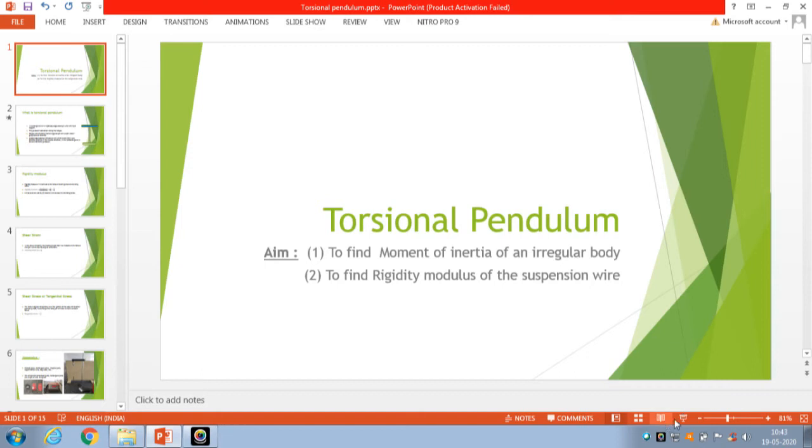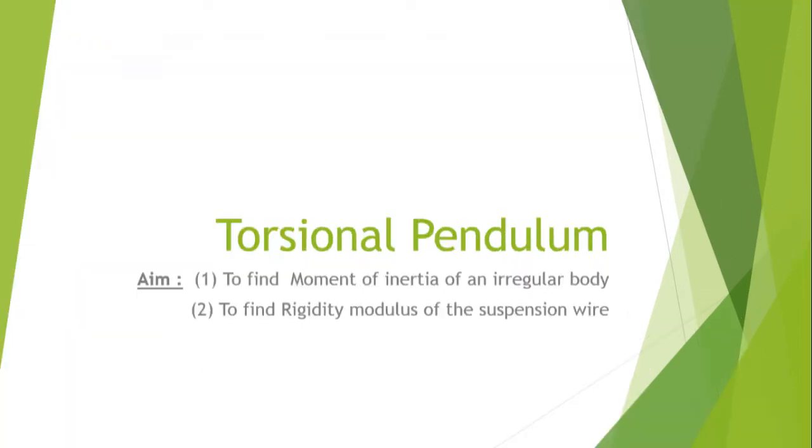Welcome back, students. This video is meant for the demonstration of a new experiment called the torsional pendulum experiment. This experiment has two aims. The first aim is to find the moment of inertia of a regular body, and upon that we have to find the rigidity modulus of the suspension wire. It has many steps, and I have to explain them one by one.